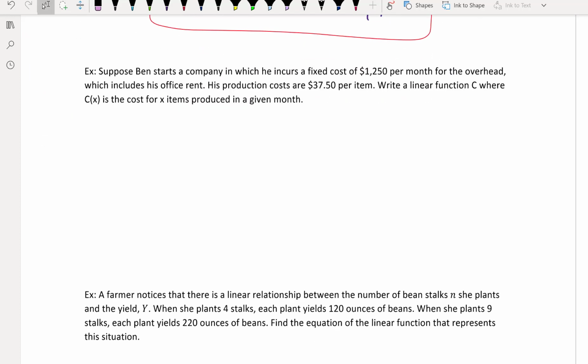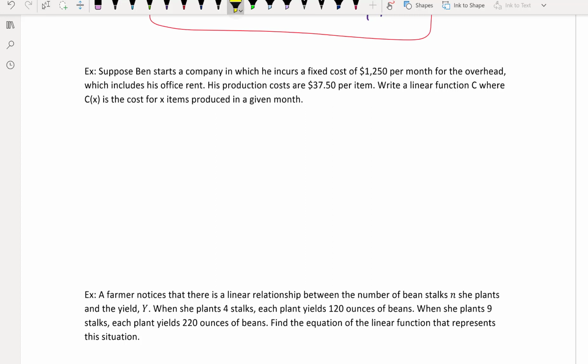Now, in my next example, it says, suppose Ben starts a company in which he incurs a fixed cost of $12.50 per month for the overhead, which includes his office rent. His production costs are $37.50 per item. Write a linear function C where C of X is the cost for X items produced in a given month.